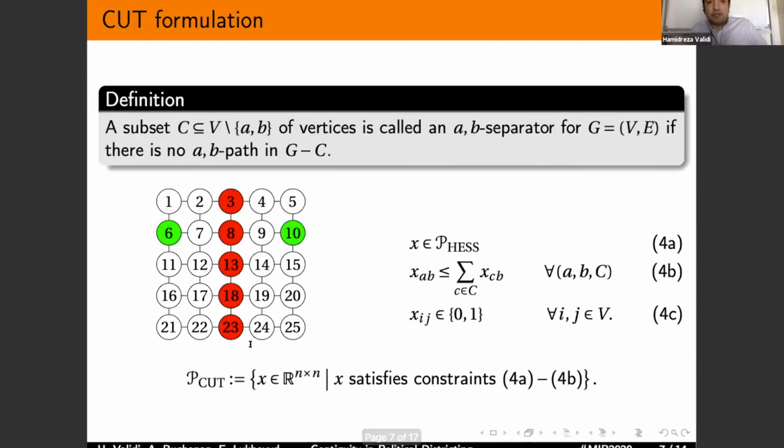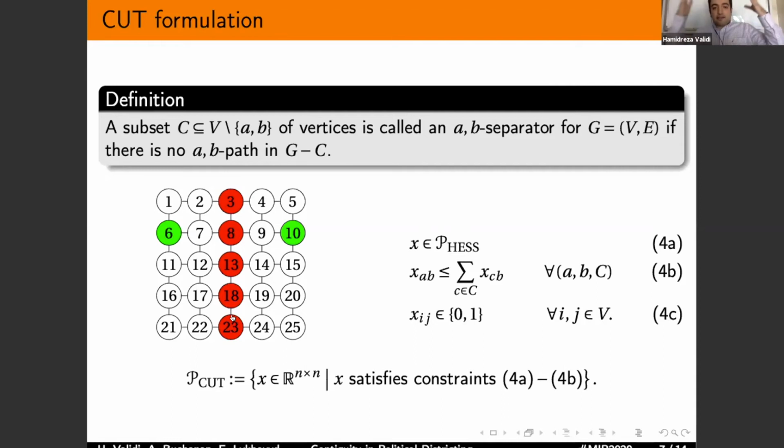Now let's talk about the cut formulation, which was first introduced in 2017 by Oncan and his co-author. The idea is very simple. For example, if vertex 6 wants to be assigned to a district that is centered by vertex 10, then at least one of the vertices in the separator, the 6-10 separator that you can see here, should be selected.